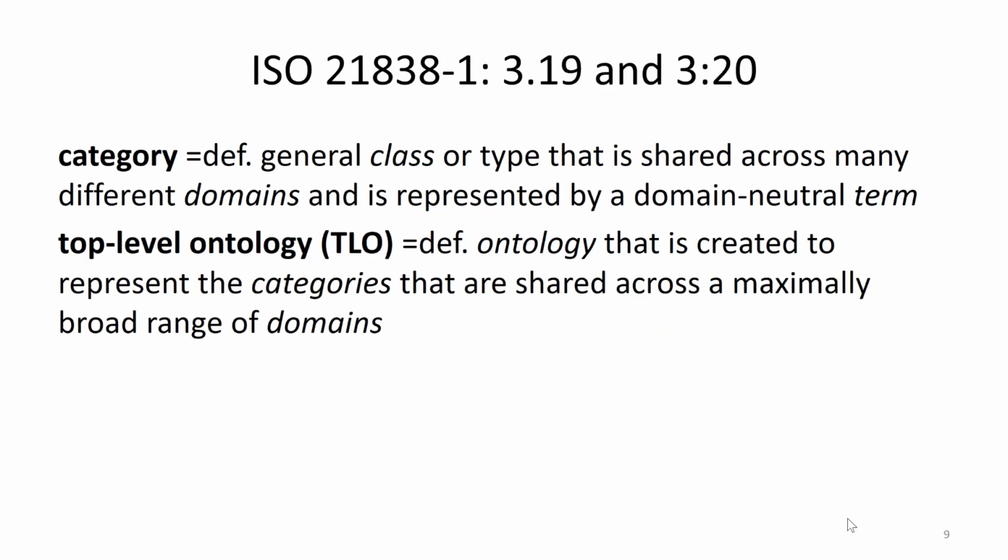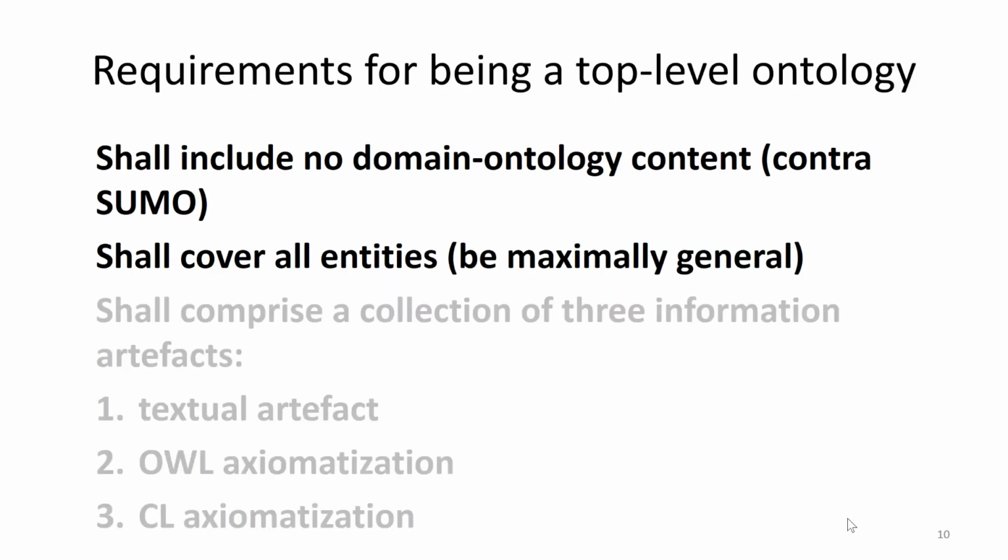Then we define a category, which is a very general class or type. And I think we all in this room understand what that means. It's going to be a class or type represented by a term like object or process. And then a top-level ontology, finally, we can define. It's an ontology that is created to represent categories shared across practically all domains. So this is not rocket science, but it's hard. It was very hard to get those definitions in the right shape to serve the many purposes which this standard is going to serve.